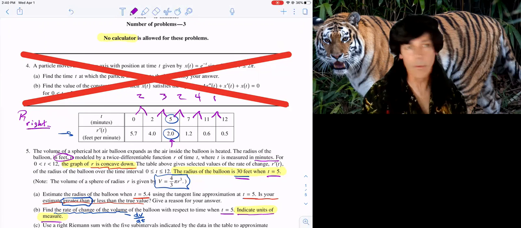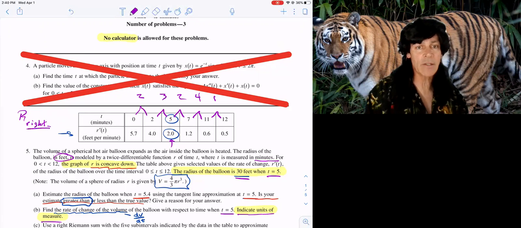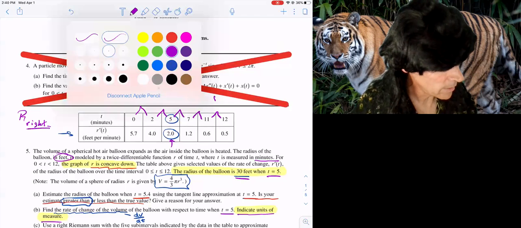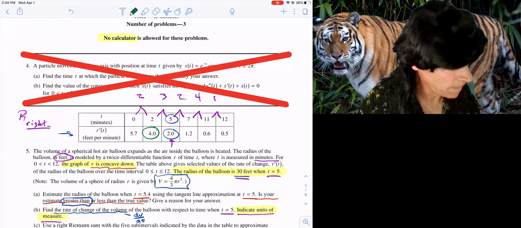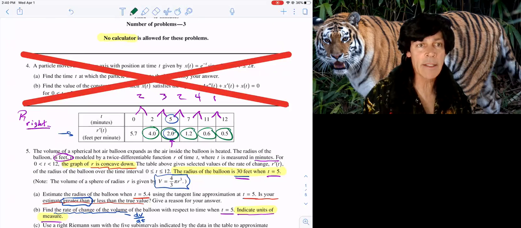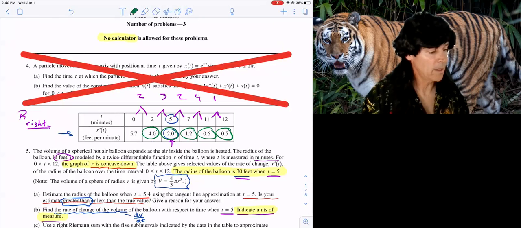Okay, now don't screw this up. I want to get a right Riemann sum. So what I want to do right now is, for each one of these y values, or my r prime of t values, circle the right one for each interval. So here I go, circling the right one. 1, 2, 3, 4, 5. Always going on the right side. Not a left Riemann, not a midpoint Riemann, not a trapezoidal sum.